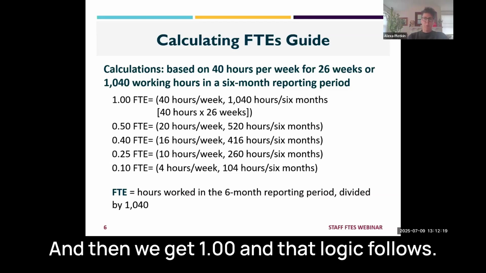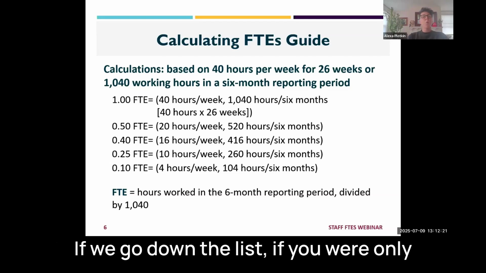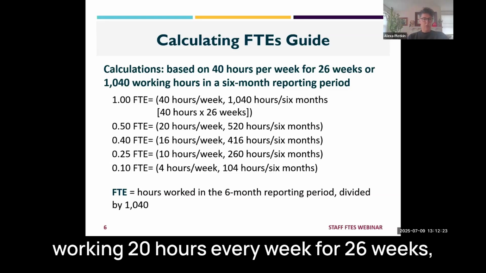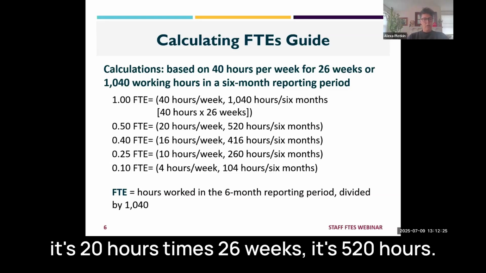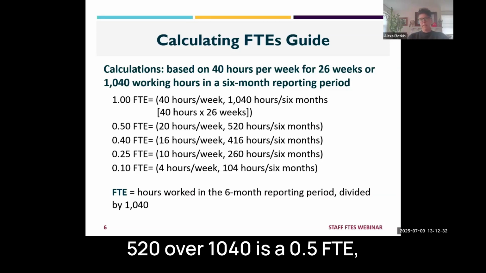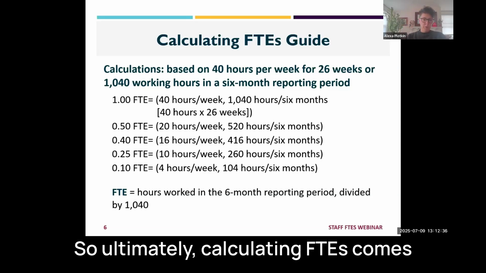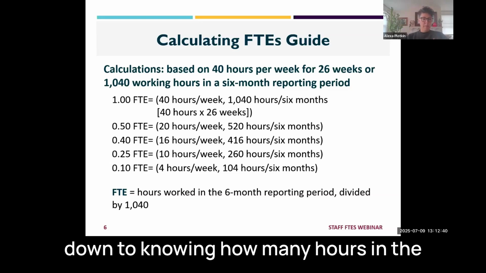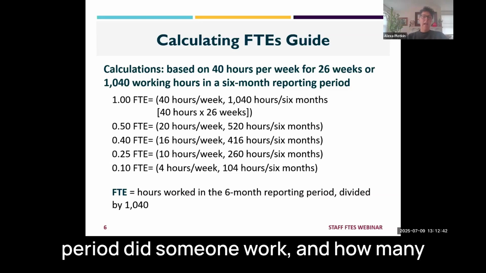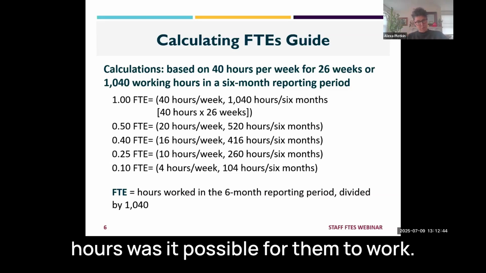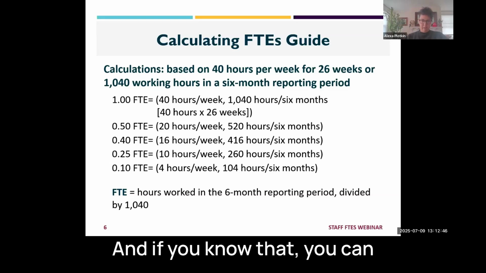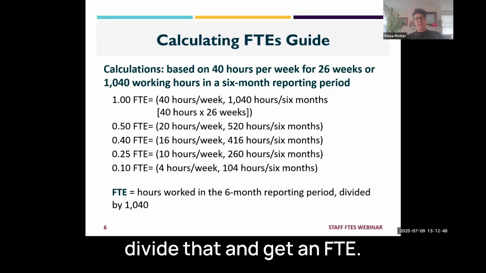And that logic follows if we go down the list. If you were only working 20 hours every week for 26 weeks, it's 20 hours times 26 weeks. It's 520 hours. 520 over 1,040 is a 0.5 FTE. And it goes on down the list. So ultimately, calculating FTEs comes down to knowing how many hours in the period did someone work and how many hours was it possible for them to work. And if you know that, you can divide that and get an FTE.